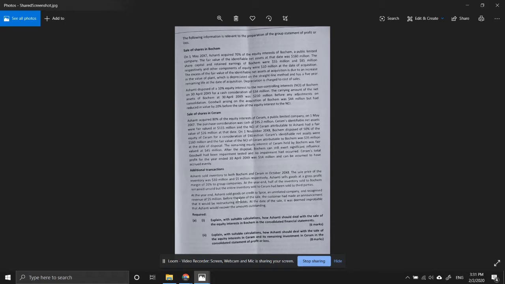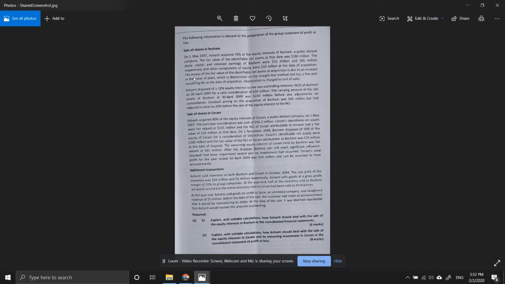Okay, at the year end, Ashanti sold goods on credit to Spice, an unrelated company, and recognized revenue of 5 million. Before the date of the sale, the customer had made an arrangement that it would be restructuring its debts. At the date of sale, it was deemed improbable that Ashanti will recover the amount outstanding. So explain with suitable values the sale of this.